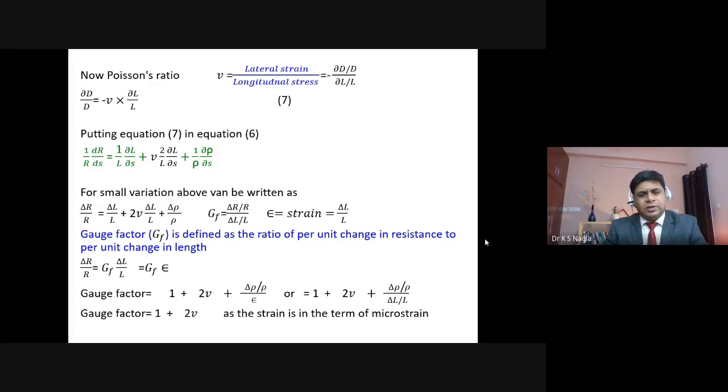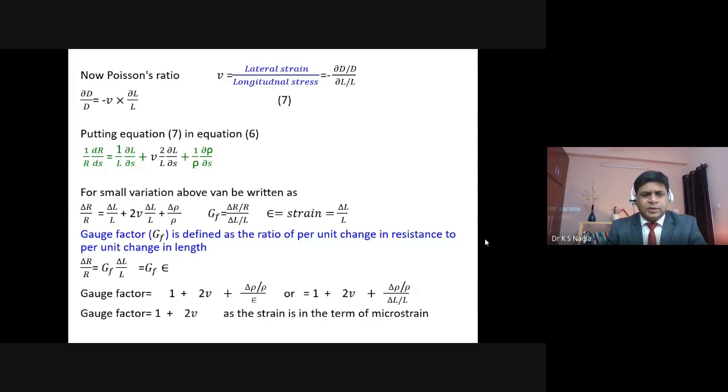So we require a high gauge factor, so that if there is a small change in the length of the conductor, if there is a small force we are applying, there should be a large change in the resistance, so that the measurement is easy and the errors in the measurement are less. So ultimately the gauge factor is equal to 1 plus 2 nu plus delta rho over rho divided by strain.